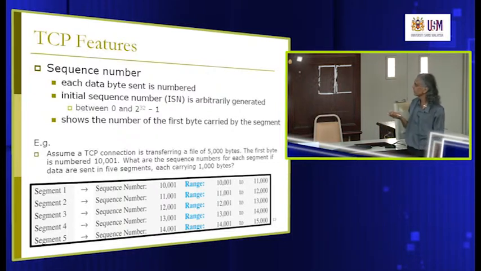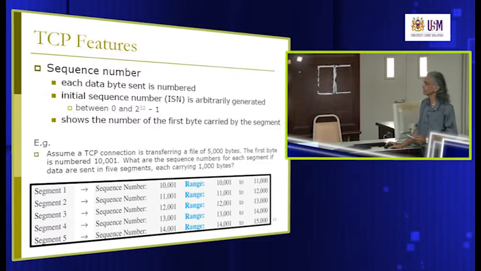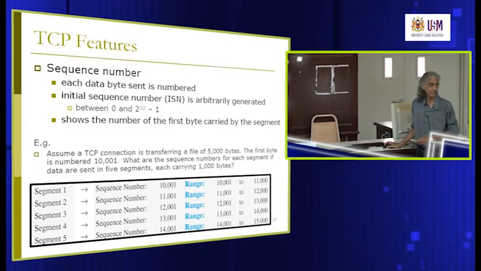Look at this example. The first sequence number we're going to start with is 10,001. We need to send 5,000 bytes. Our segments can only carry 1,000 bytes each time, so we will need to send 5 TCP segments. For the first segment, the sequence number starts with 10,001, because this is the initial sequence number. So segment 1's starting number is 10,001, meaning that it contains 1,000 bytes of data. The data is from 10,001 until 11,000.